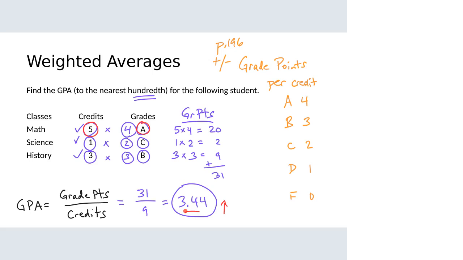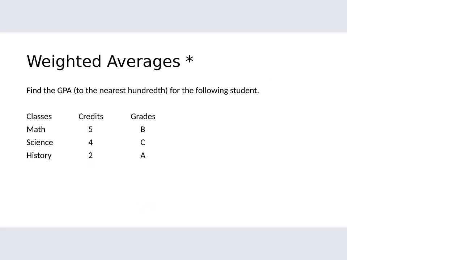All right, let me have you try one. Find the GPA, rounded to the nearest hundredth, for the following student. In math, they got a 5-credit B. In science, they got a 4-credit C. In history, they got a 2-credit A.